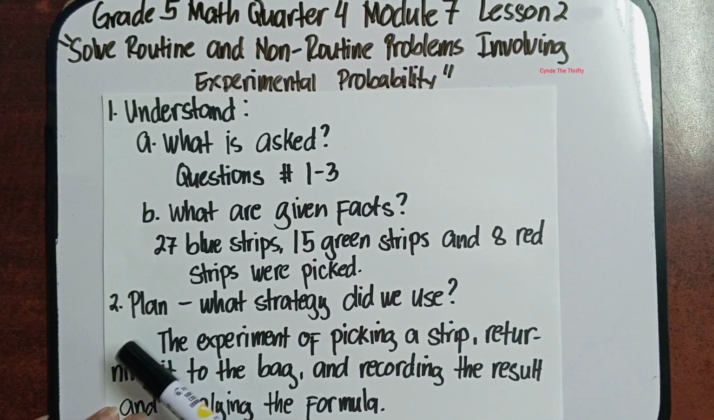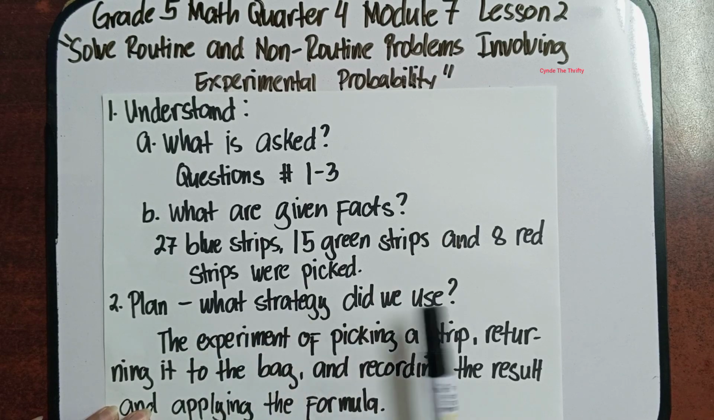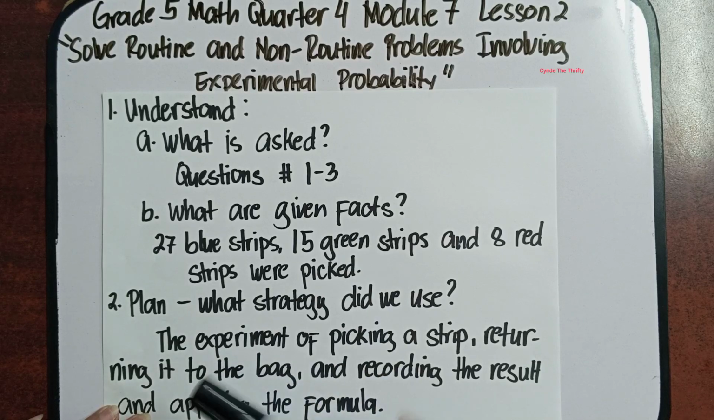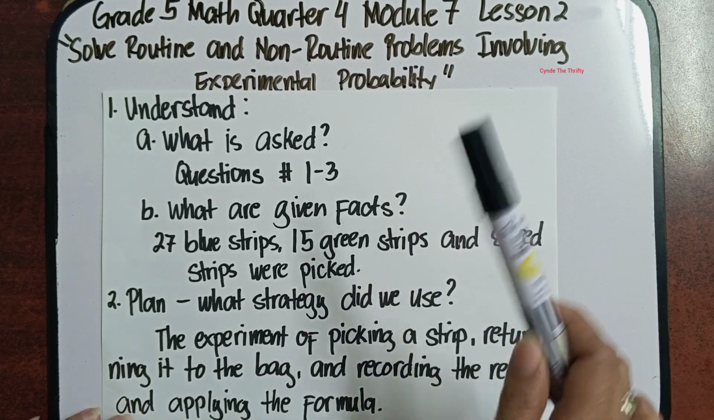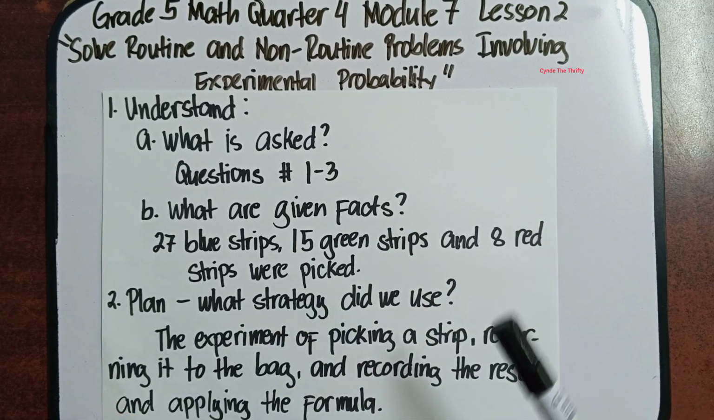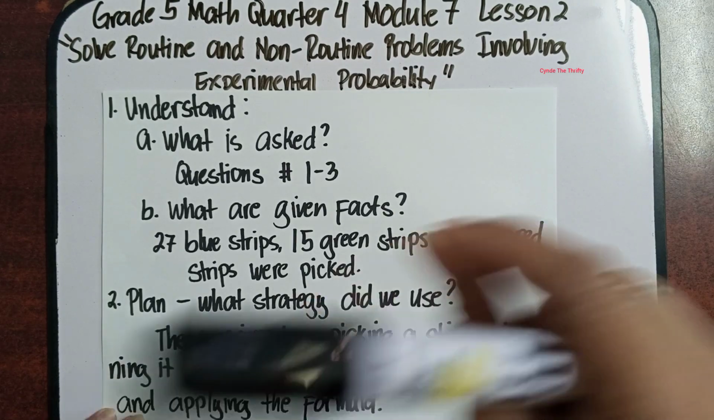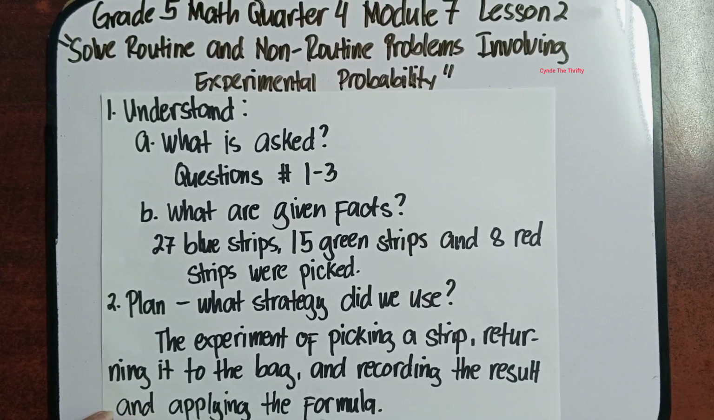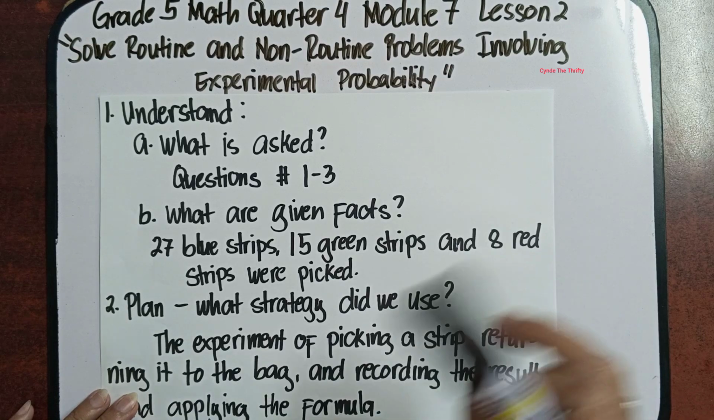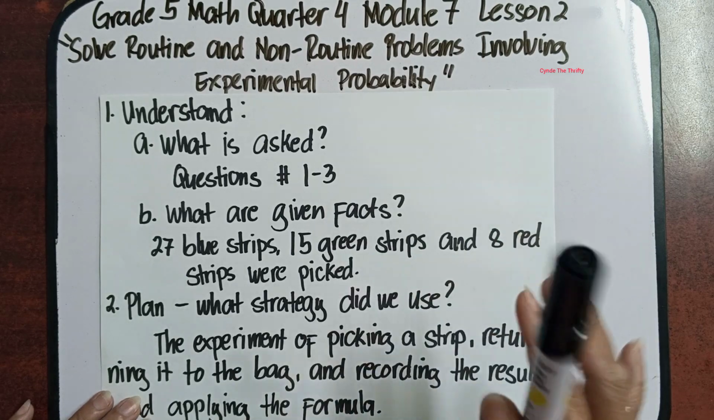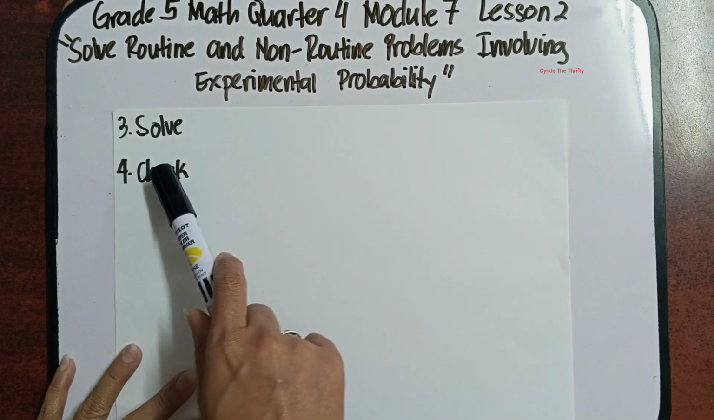Step number 2 natin is plan. So, sa plan, what strategy did we use? Ano yung strategy na gagamitin natin? So, the experiment of picking a strip, ang ginawa natin is ang experiment na mag-pick tayo ng strip sa box and then returning it to the bag. So, isusuli natin siya. Kapag nag-pick tayo, nire-record natin yun kung ano yung na-pick natin. And then recording the result and applying the formula. So, ngayon, dahil naka-record na tayo, i-a-apply na natin ang ating formula para masagutan natin yung ating questions number 1 to 3.